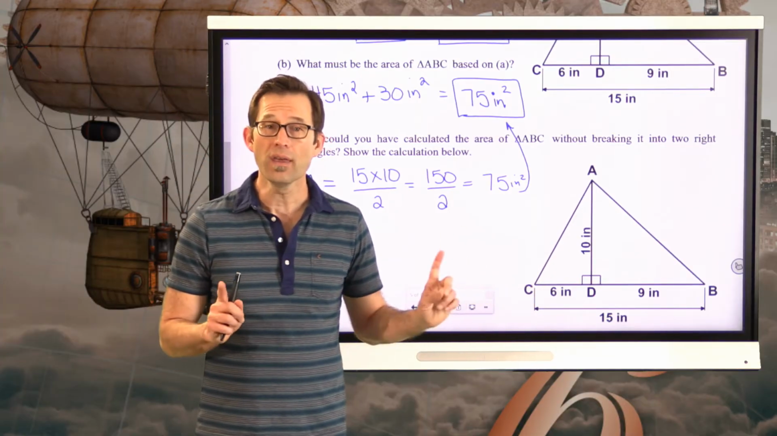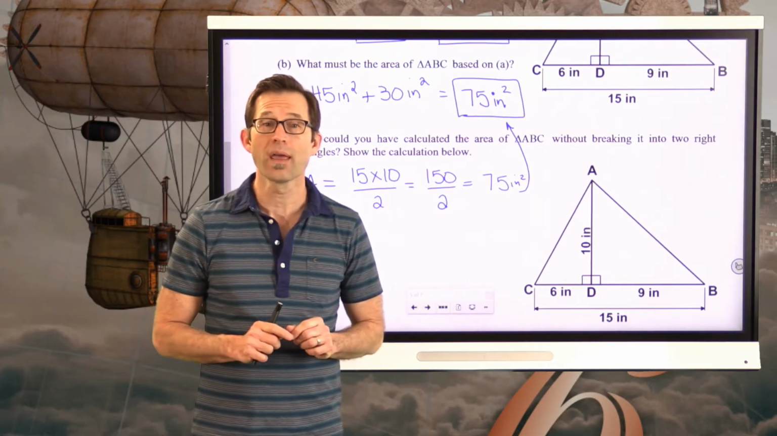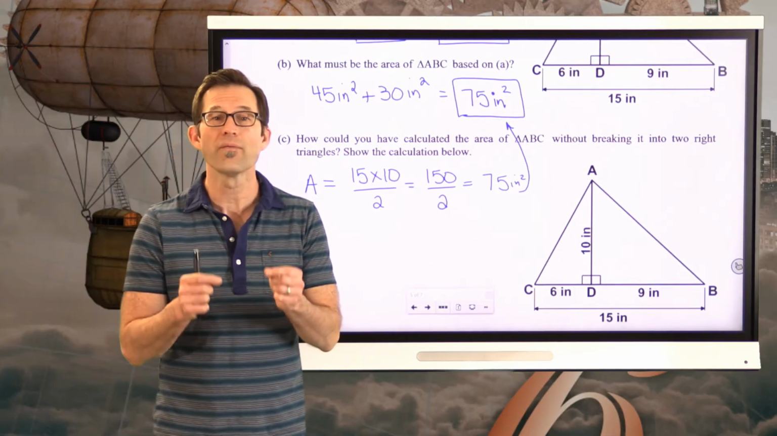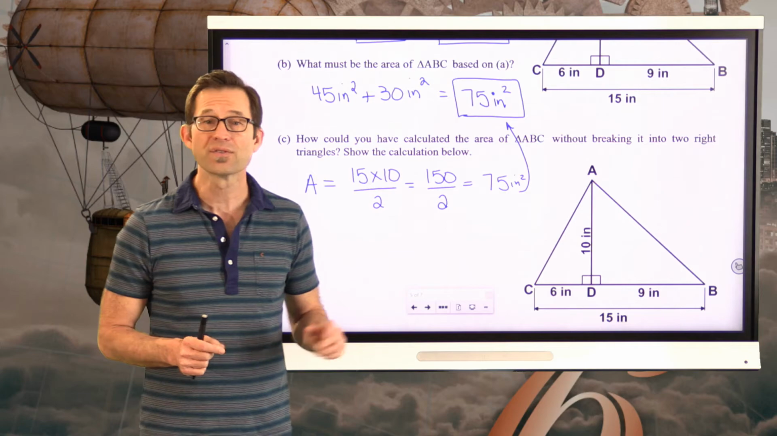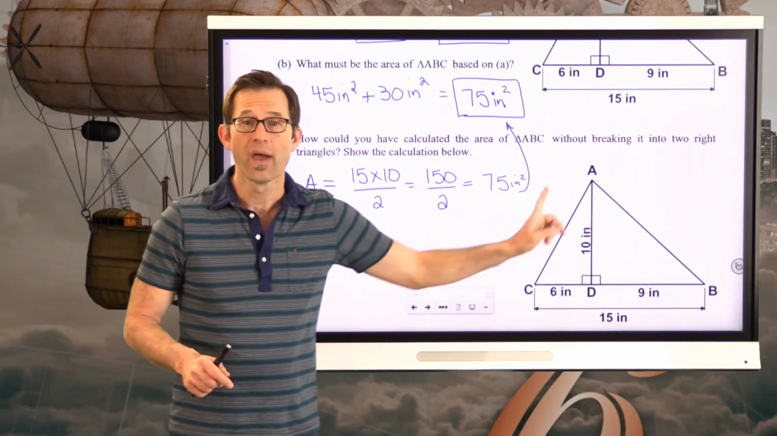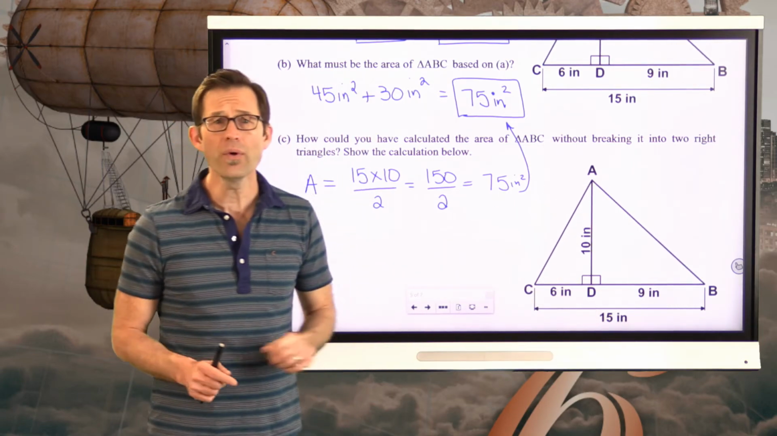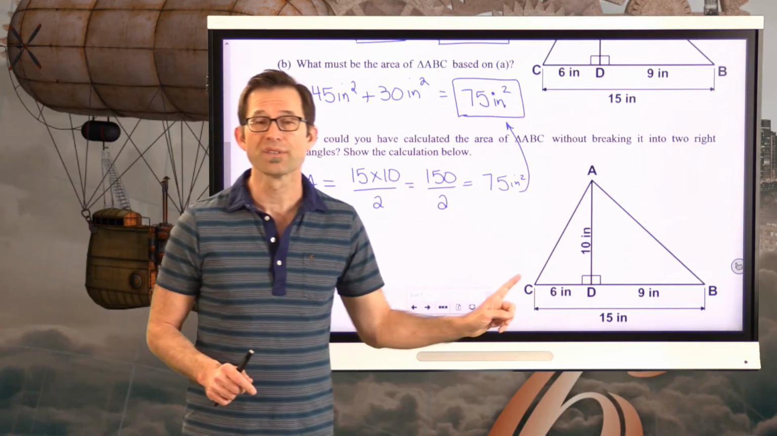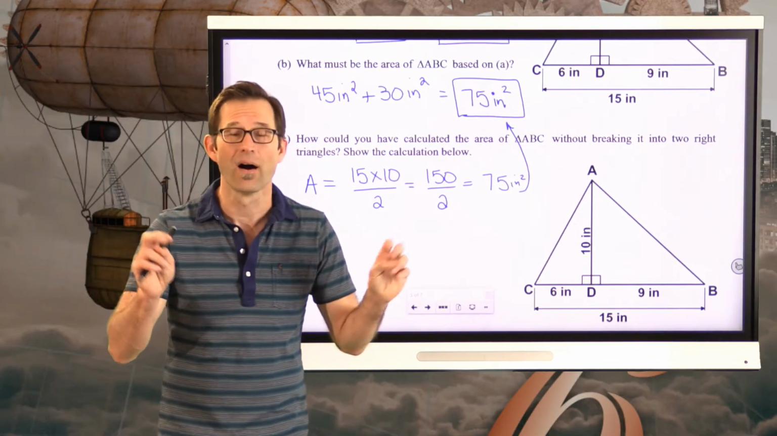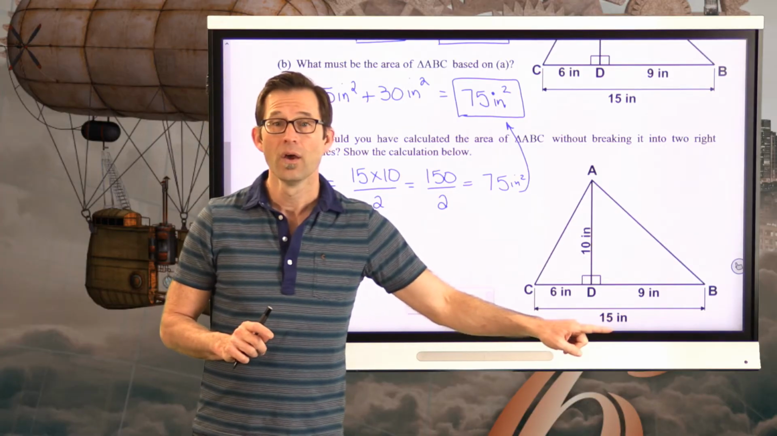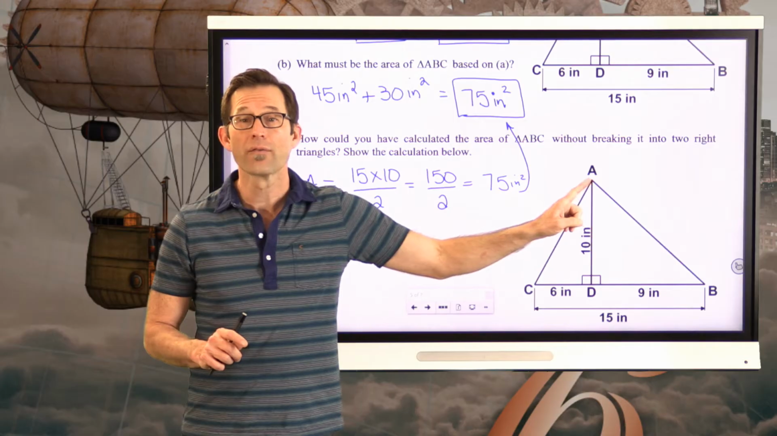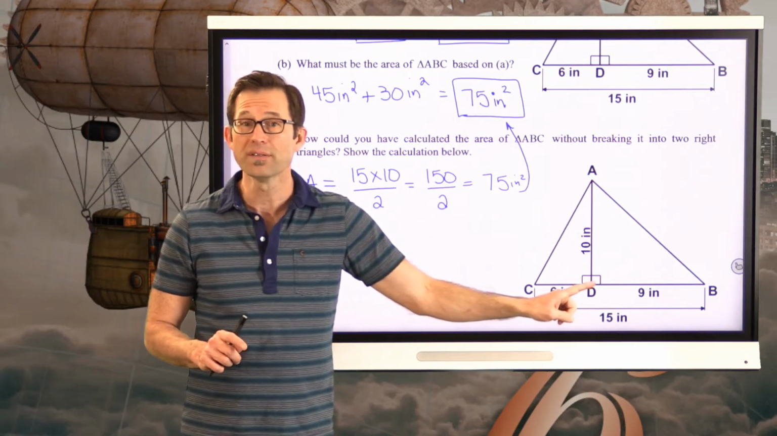The key is, and this is important to understand, in a non-right triangle, the height is not one of the side lengths. So AC and AB, we don't know their lengths, but we do know that the base, sort of the side length that the triangle is sitting on, is 15. We know its height is 10, so that's the distance from the other vertex down to the base.